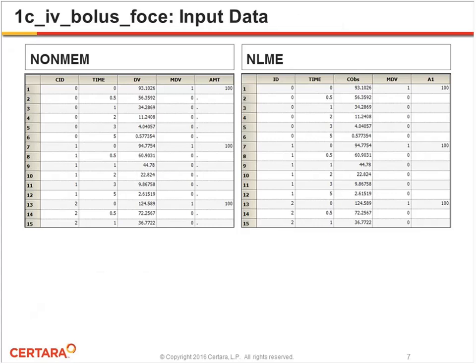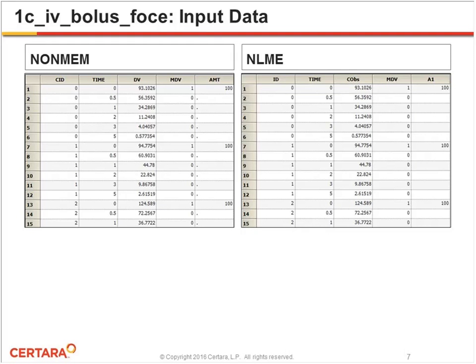Okay. So looking at the input data, typically with NONMEM and NLME input, you don't expect many differences. And as you can see here, that's the case here too. So the information in the individual columns is essentially identical. The column names might differ a bit, and that seems a bit arbitrary, but nevertheless, let's go through them one by one.